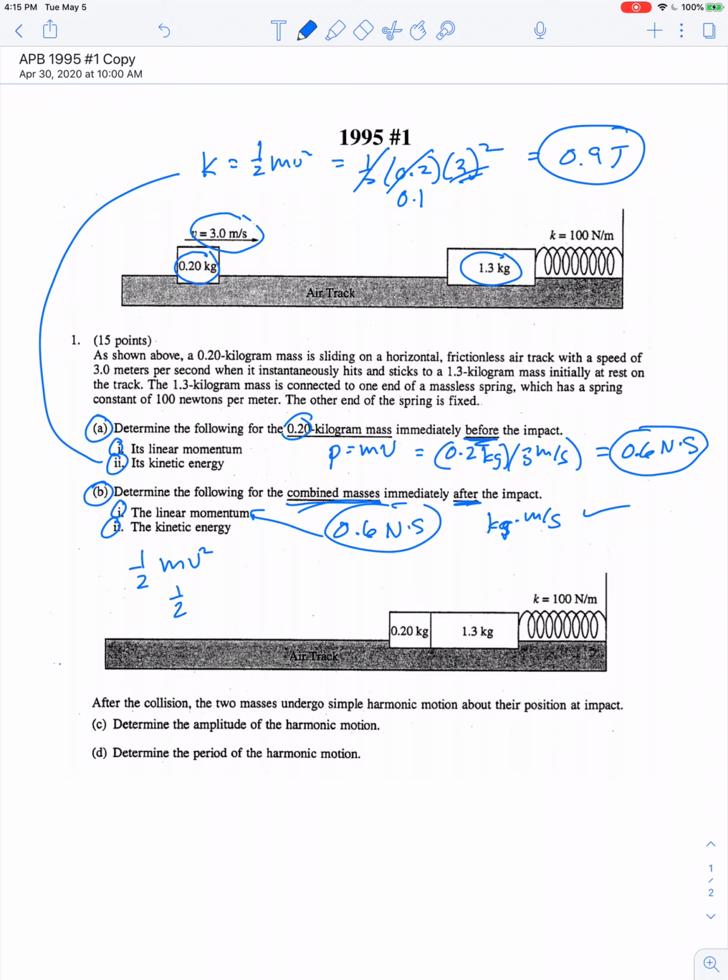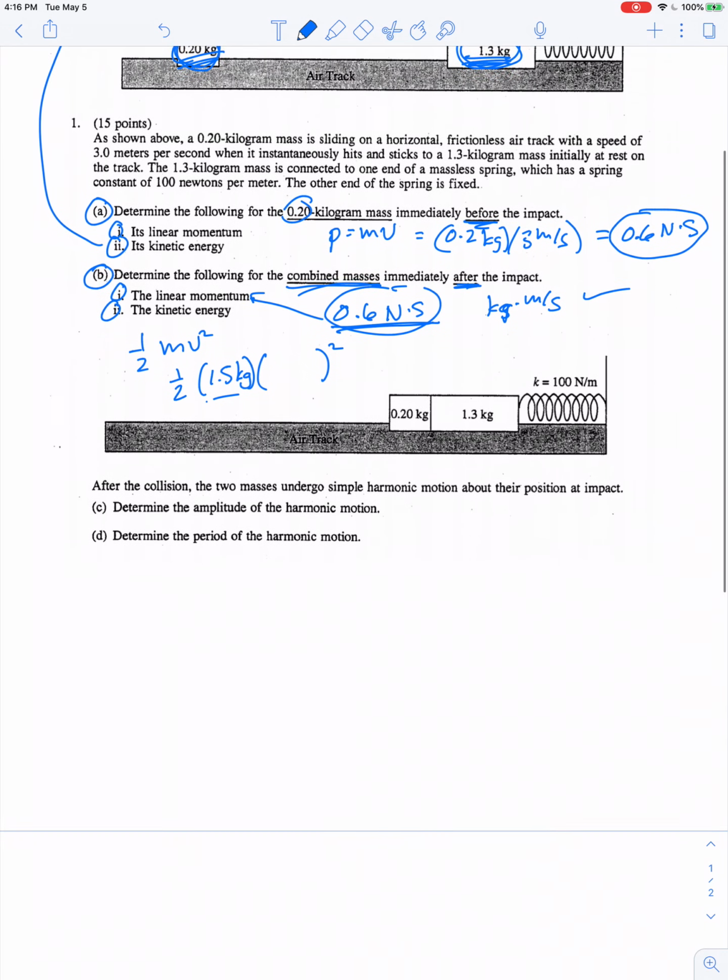So the kinetic energy of the system, well, kinetic energy is 1/2 mv squared. In this case, we have a mass of 1.5 kilograms. That's what you get when the two masses stick together. When you add 0.2 kilograms with 1.3 kilograms, of course you get 1.5 kilograms. Now, speed, we can figure it out knowing that the momentum is conserved. We can find the final speed of the object stuck together.